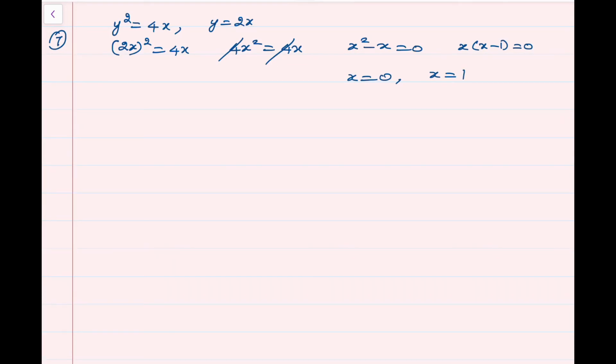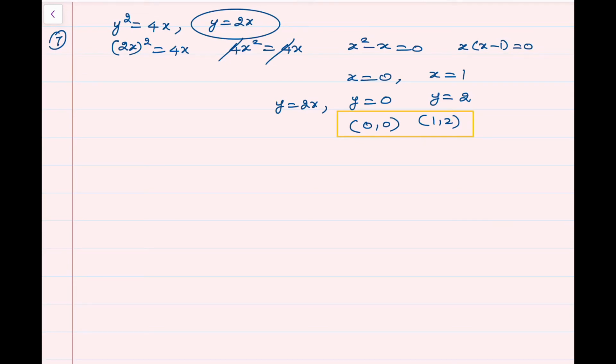So, to find y value, let us use the line equation because it is linear in y. If you use the parabola equation, you will get y square, so a plus or minus sign will be there. One answer will be correct, one will be wrong. You have to check. It is better to use the linear y equation. So, y is equal to 2 times 0, and here y is equal to 2 times 1. Therefore, the points of intersection are 0, 0 and 1, 2.